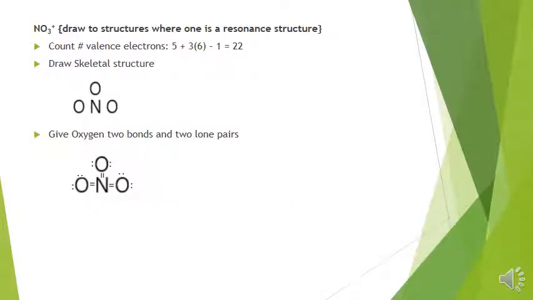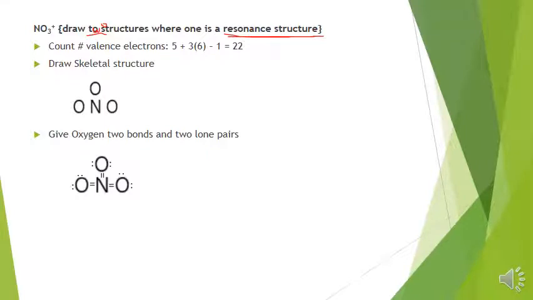First problem. All right, first problem is NO3 plus. There'll be at least two structures, and I'll tell you that. So this should be two. Draw two structures, where one is a resonance structure. Okay, so we'll go over that.